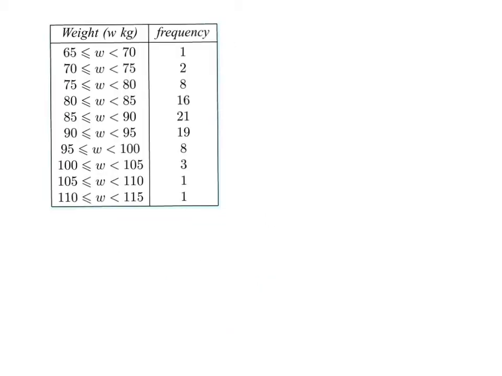This is a frequency table. Now, it's a histogram because we have our ranges of our data here. These are ranges, so it's a histogram. It would be drawn in a histogram if we were going to graph it.